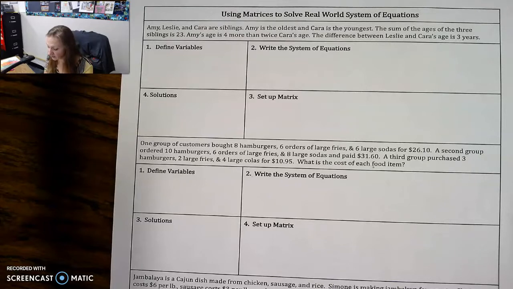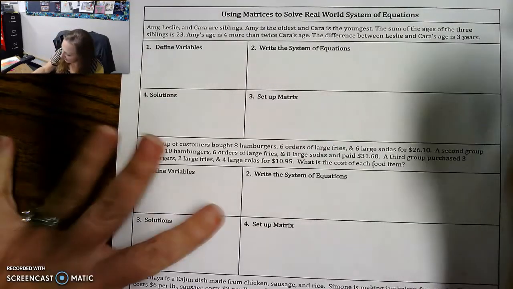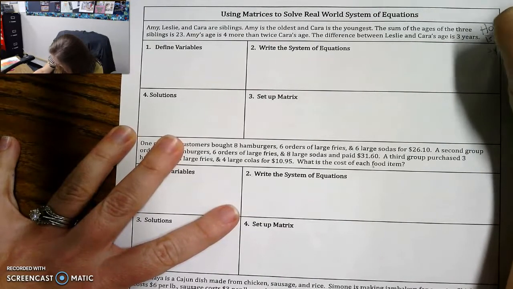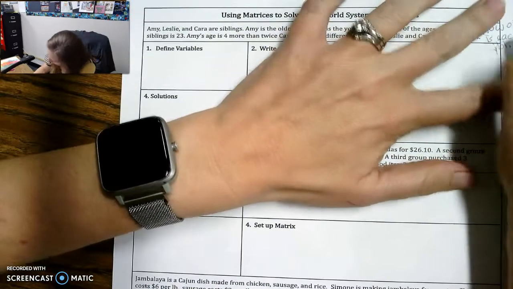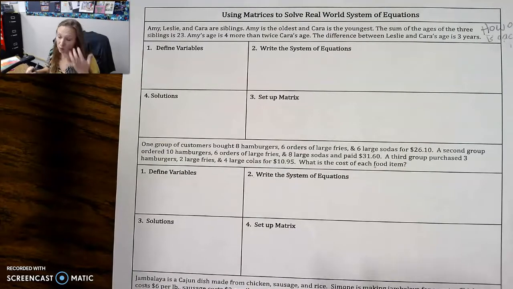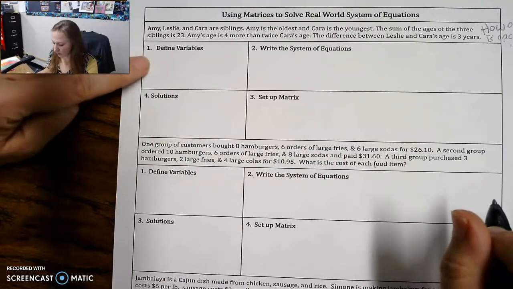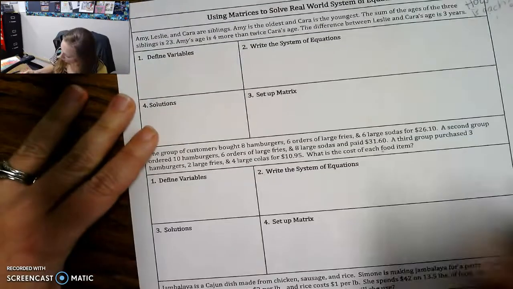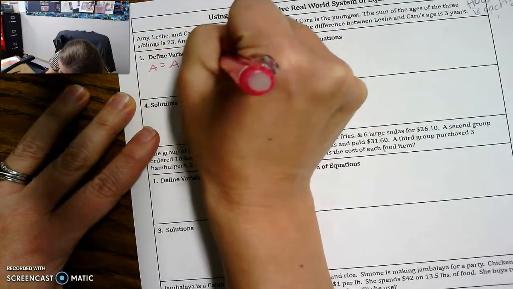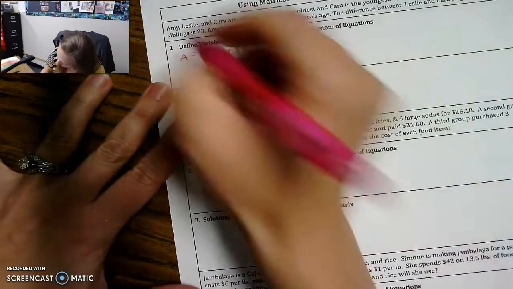The question here is, we're trying to figure out how old each of them are, and that sentence would be helpful if it was in there. We're trying to find how old is each sibling. Okay. So whatever your question is, that helps you figure out what the variables are. So I want to figure out how old Amy is. That's going to be my first variable. Kara.